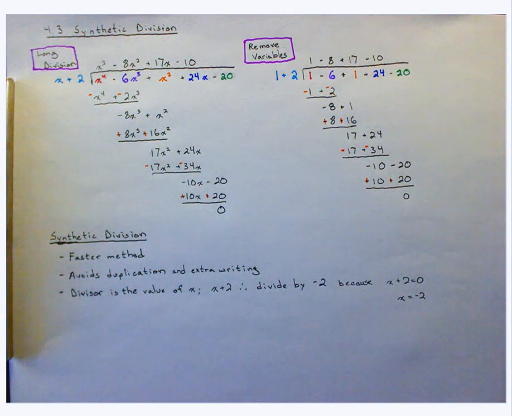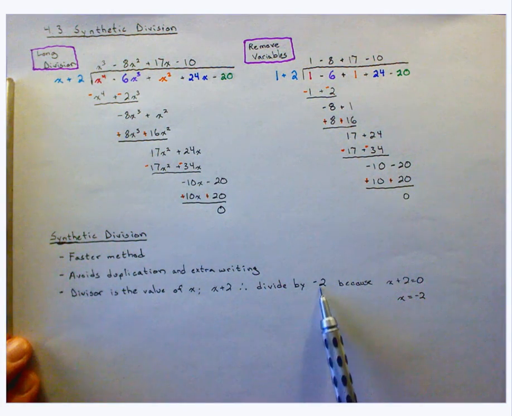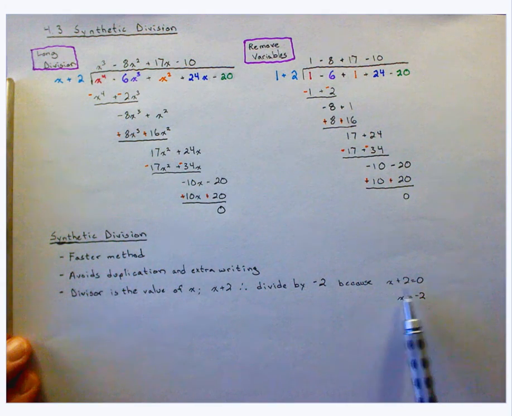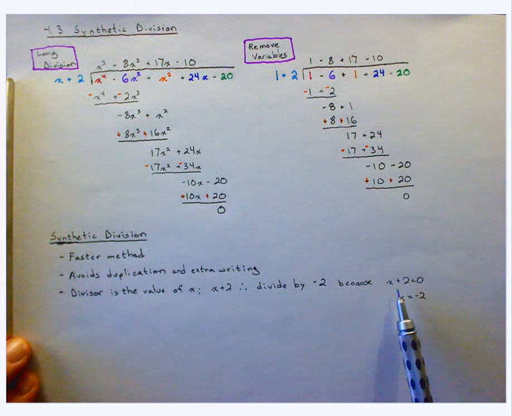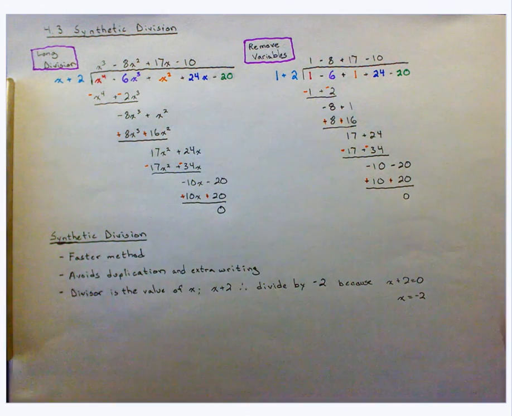It avoids duplication and extra writing. The one thing to remember is that the divisor that you're going to divide with is the value of x that you're looking at. So in this problem where I had x plus 2, what I'm going to have to divide by is a negative 2. And the reason is I set that binomial equal to 0. So x plus 2 equals 0, and then I solve for x. X equals a negative 2. So let's look at synthetic division.